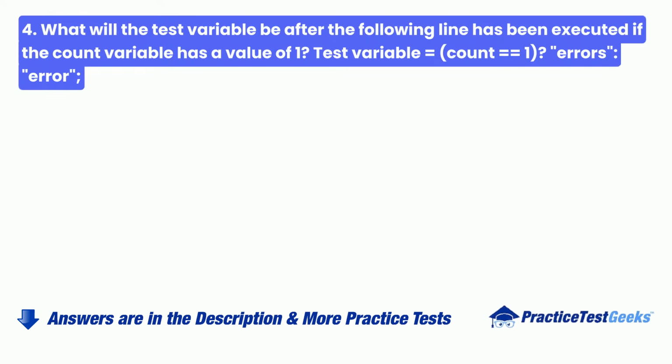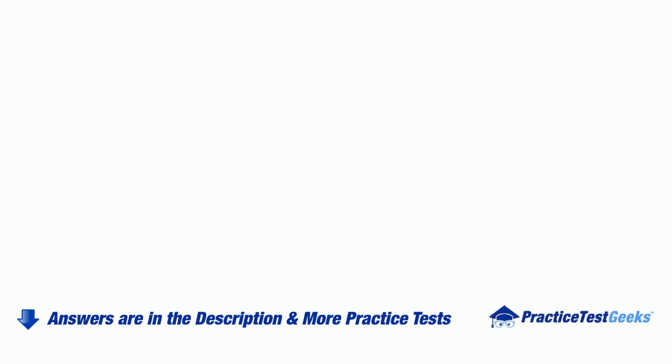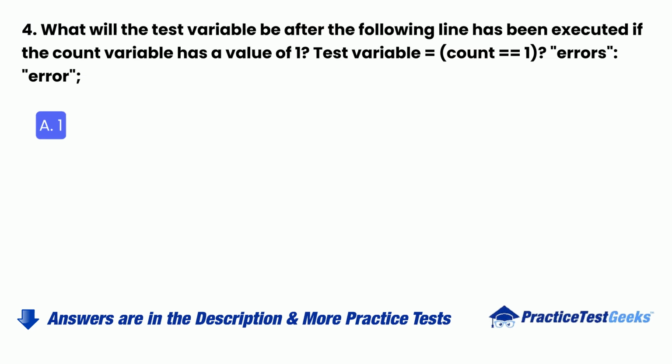4. What will the test variable be after the following line has been executed if the count variable has a value of 1? Test variable equals errors, error. A. 1. B. Error. C. Count. D. Errors.